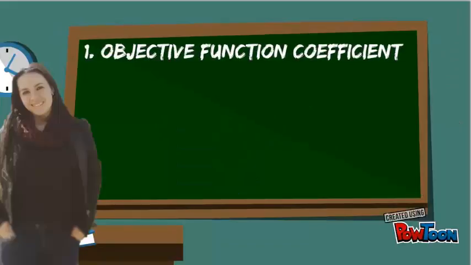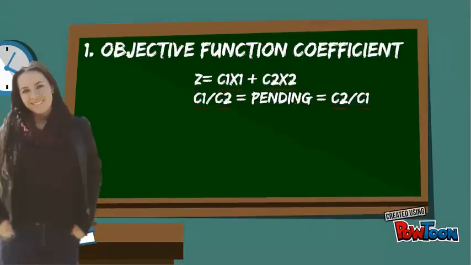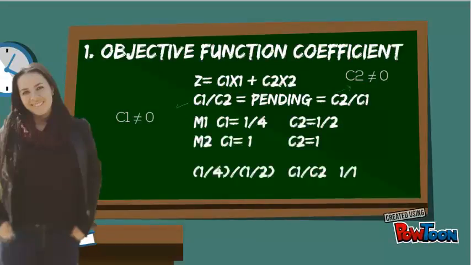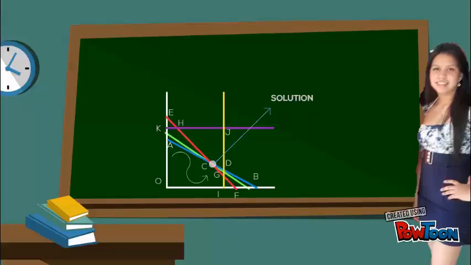Objective function: C1 X1 plus C2 X2. C1 divided by C2, and then C2 divided by C1. The number must be different from 0. We find C1 and C2 from M1 and M2. The equation from which the terms are chosen intersects with the solution.